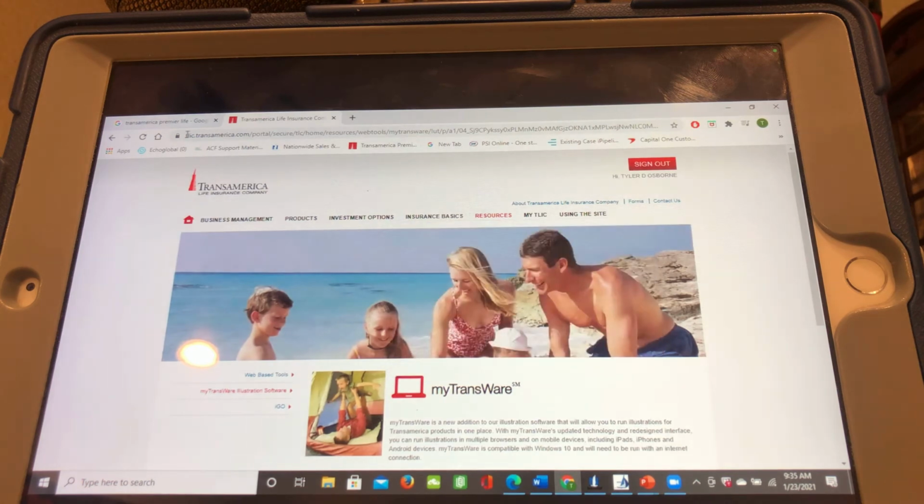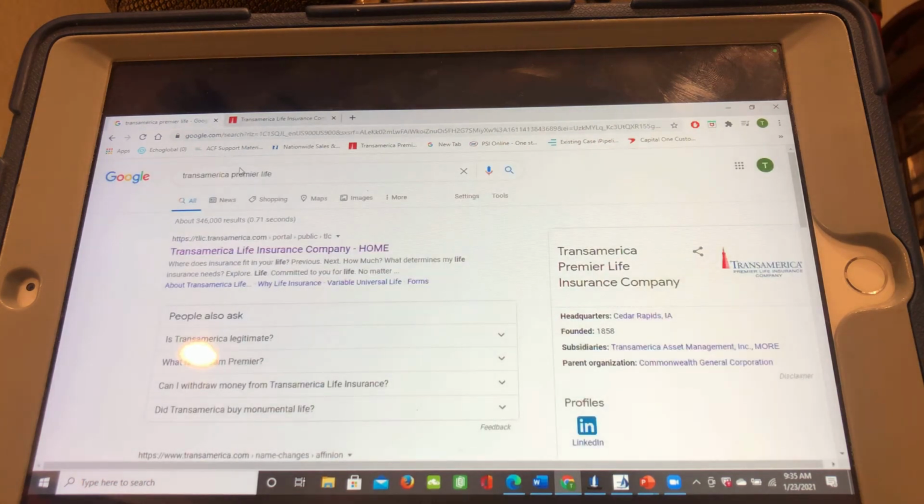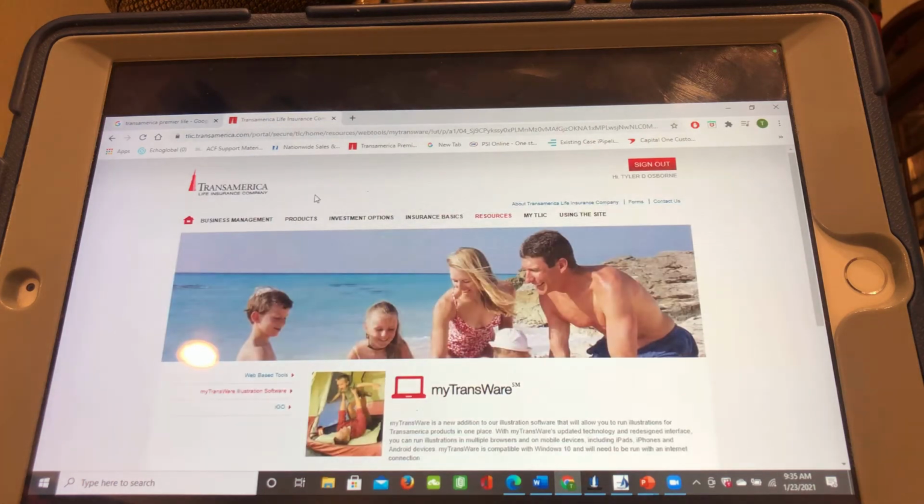All right, bet. So what you do, ladies and gentlemen, is first go to Transamerica Premier Life. Just type that in Google. Then click that option right here. It's going to say Transamerica Life Insurance Company Home. Don't just put Transamerica. You have to put Transamerica Premier Life. There's a big difference. From there, it's going to take you to this website here.